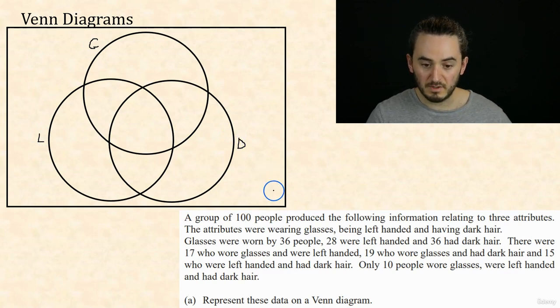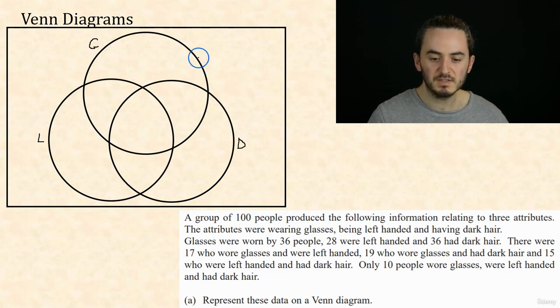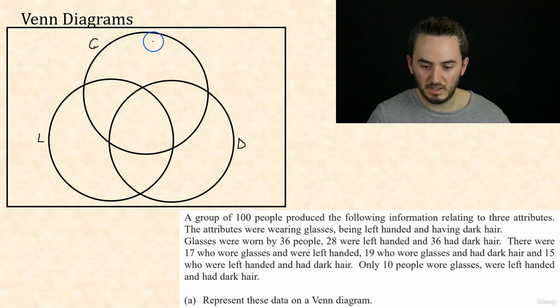All right, so now I can try to fill in the information. Glasses were worn by 36 people, so that means this entire G bubble here accounts for 36 people. I can't fill in anything yet there. 28 people were left-handed, so this whole bubble adds up to 28, and 36 had dark hair, so this whole D circle should add up to 36. So I still can't fill anything in.